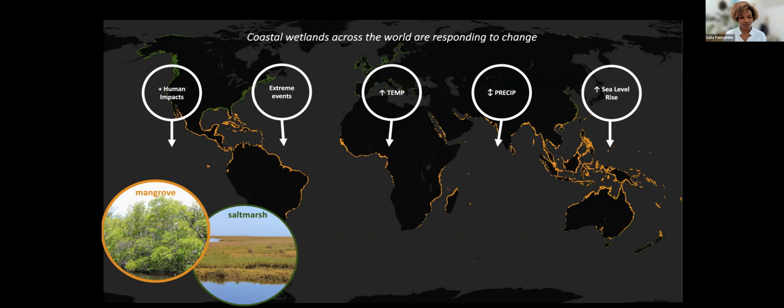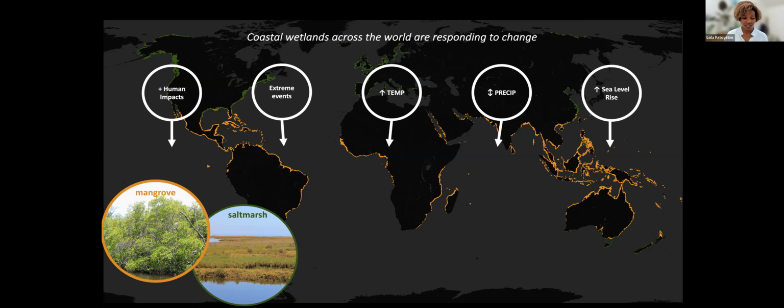Now back to changes that are happening. As I mentioned, we're interested in measuring canopy height in 3 dimensions, obviously, where we need to know how tall the trees are. This has a lot of implications for carbon storage and also other ecosystem services that are provided by these systems.